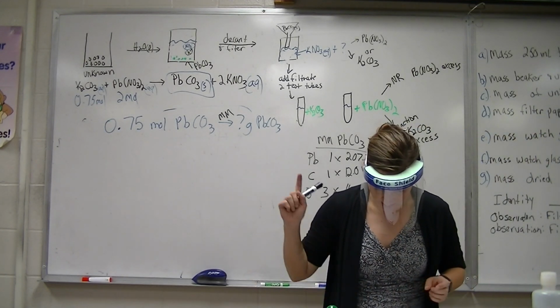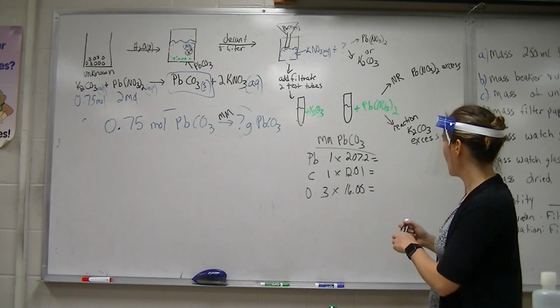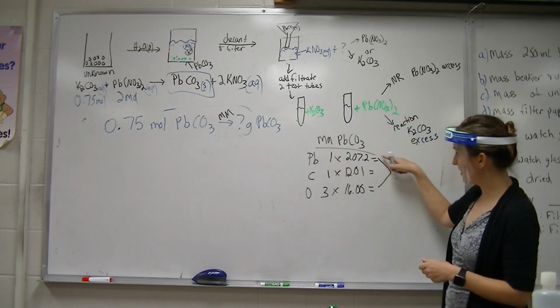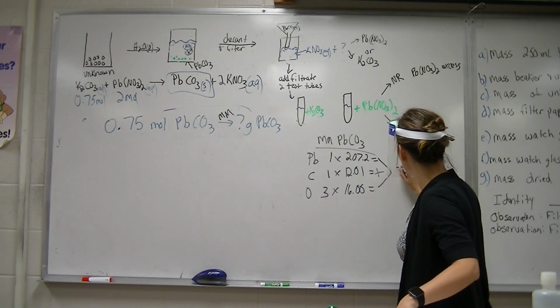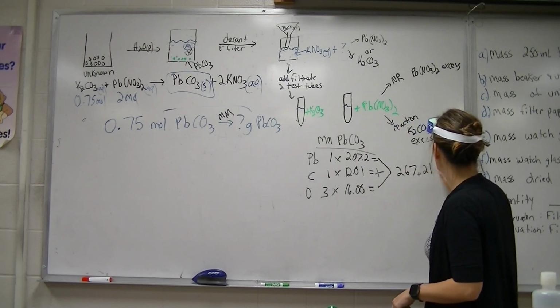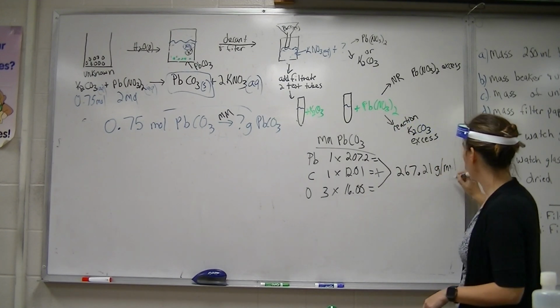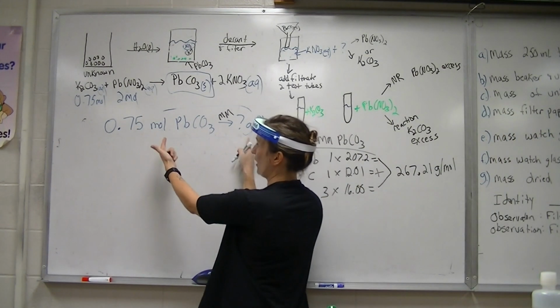All right, so I think I already did the calculation, so let me fast forward to the molar mass. You multiply across and then add all of them together, and I got a total of 267.21 grams per mole. And the units are grams per mole. That's why we can use it to convert between grams and moles.